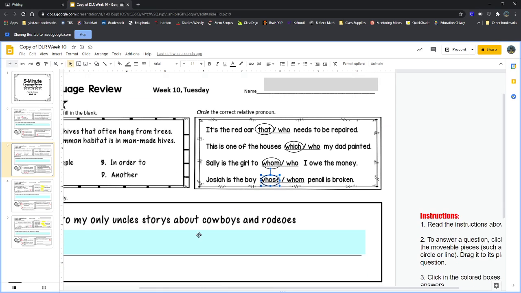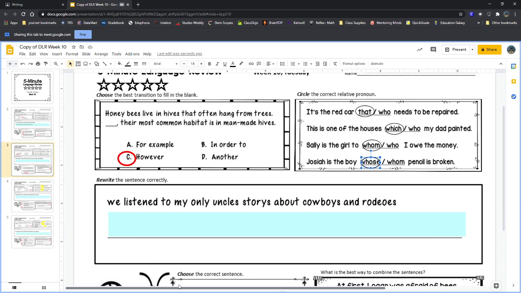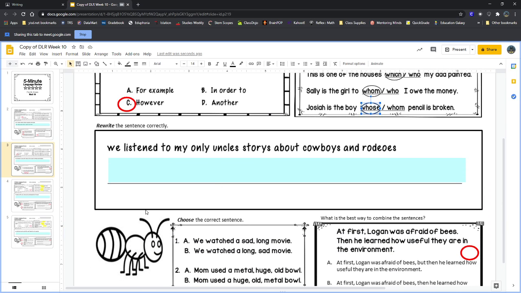What about our sentence? We listened to my only uncle's story about cowboys and rodeos. What is a mistake that you can find here? And do me a favor right now, everyone, just because not everyone's camera is showing up, if you find a mistake, go ahead and type it in the chat for me, please. Just say me, so that way I know that you're raising your hand, because I might not be able to see you.